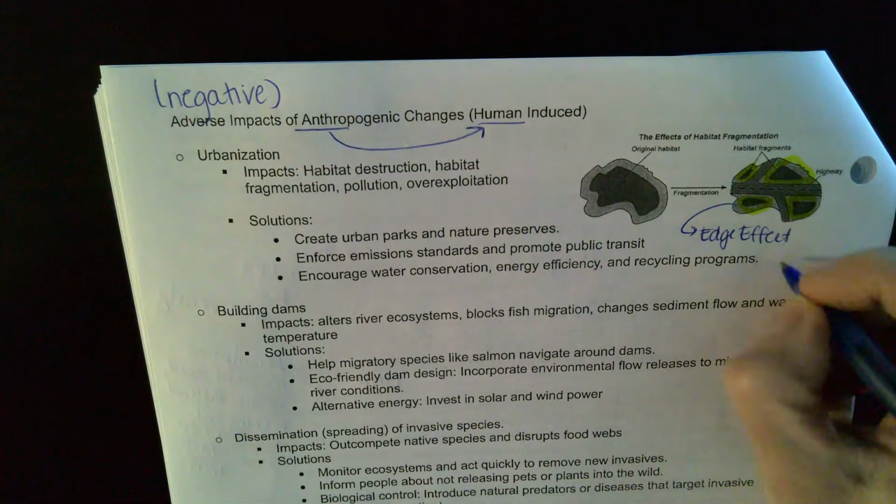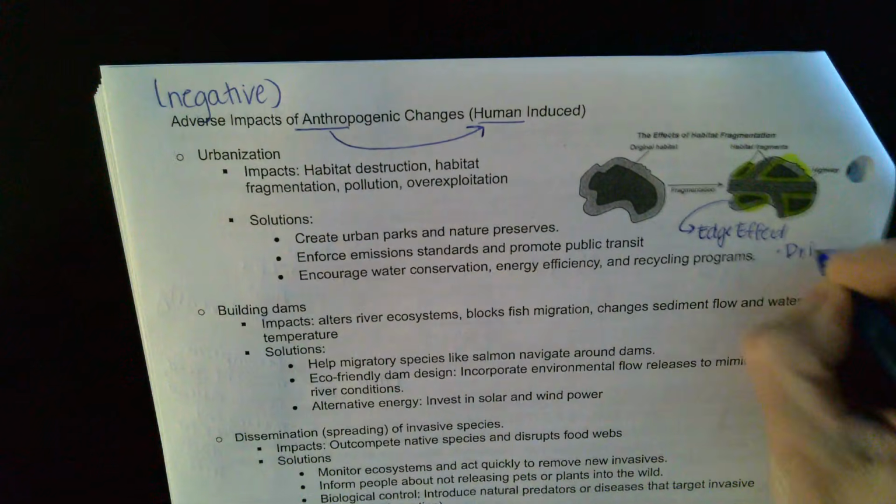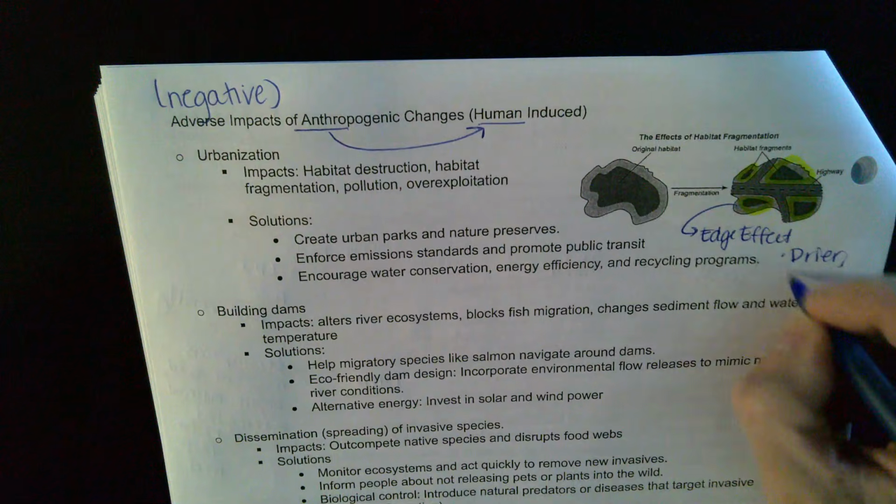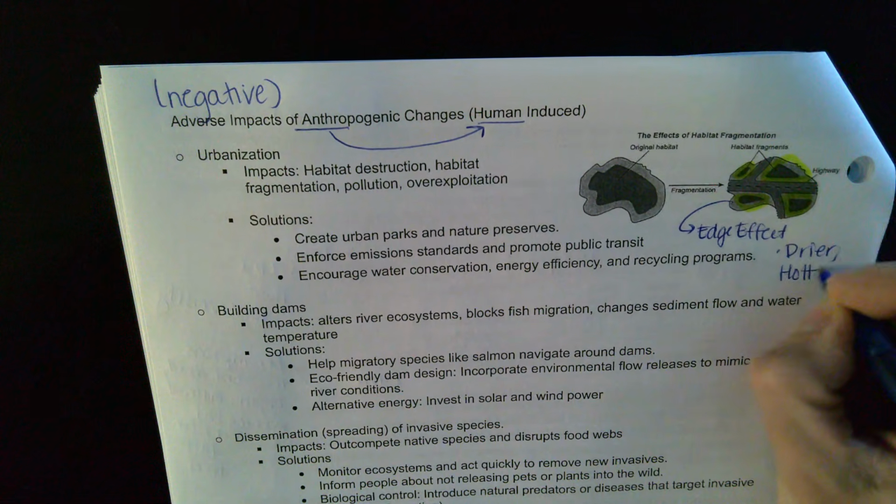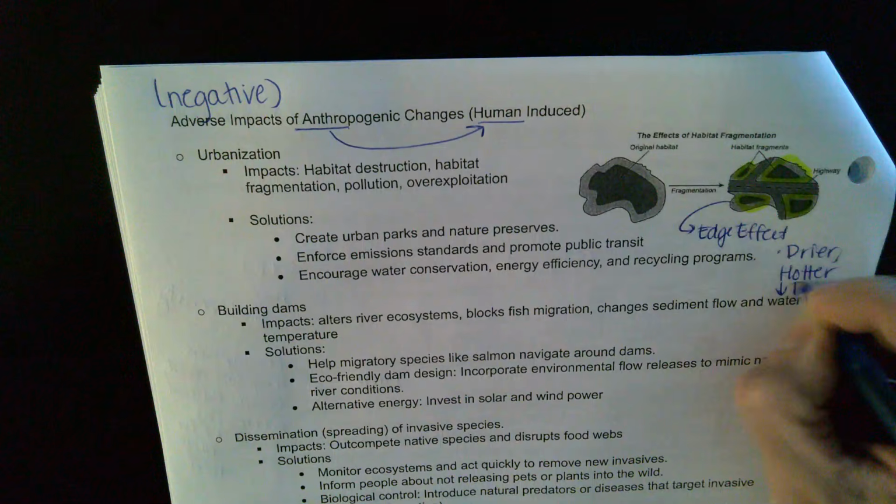So normally the edge effect is that it's drier, hotter, and you wind up with less biodiversity.